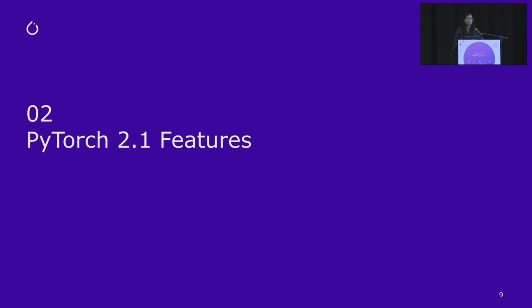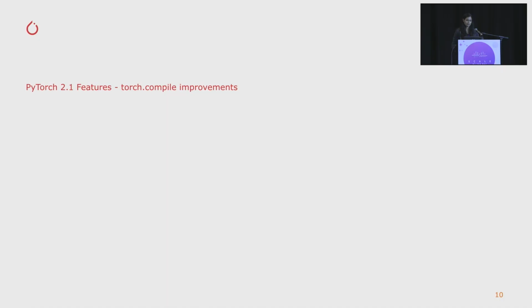So let's dive into some of the features that PyTorch 2.1 has to offer. Note that this is by no means the exhaustive list of everything we've introduced in 2.1. For the full list, you should definitely check out our release notes. So as I mentioned before, Torch Compile was a pretty significant feature for us, and we are constantly making improvements to it. So first, I'd like to go over some improvements that we've made to Torch Compile since the 2.0 release.